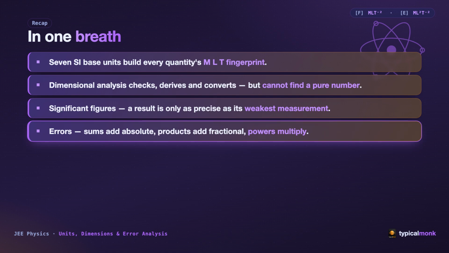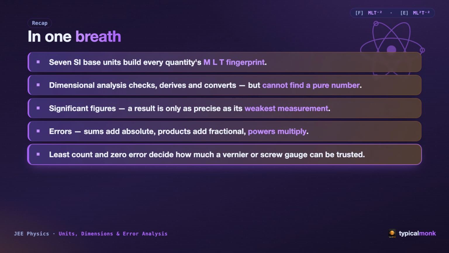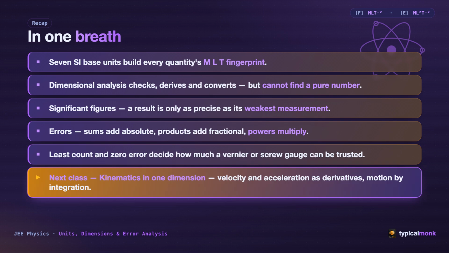Errors travel by simple rules. Sums add absolute errors, products add fractional errors, and powers multiply the fractional error by the exponent. Least count and zero error decide exactly how far a vernier or a screw gauge can be trusted. And next class, we begin motion itself. Kinematics in one dimension, velocity and acceleration as derivatives, and displacement recovered by integration. This is where the calculus truly begins.